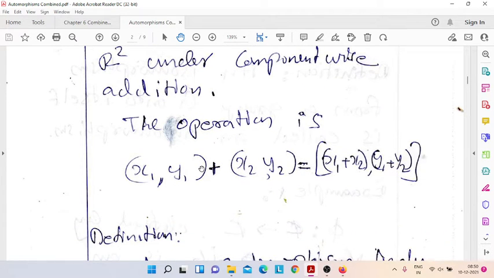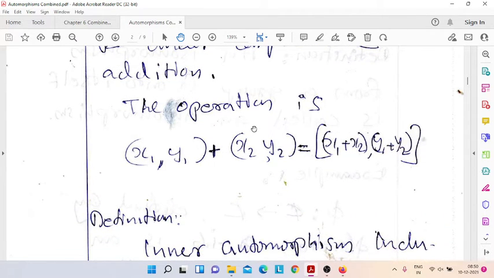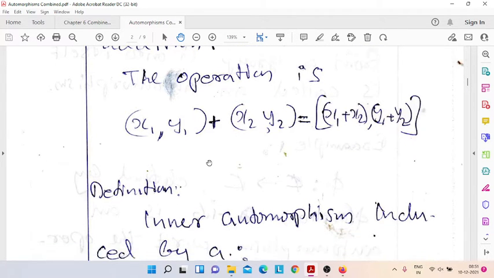Next, that's explained here. How do we add component-wise? Let's take two elements, (x1, y1) and (x2, y2). When they are added, we get (x1 plus x2, y1 plus y2).